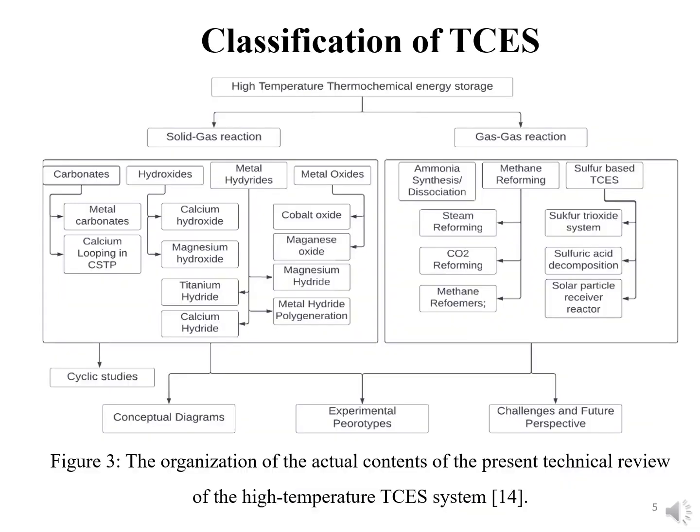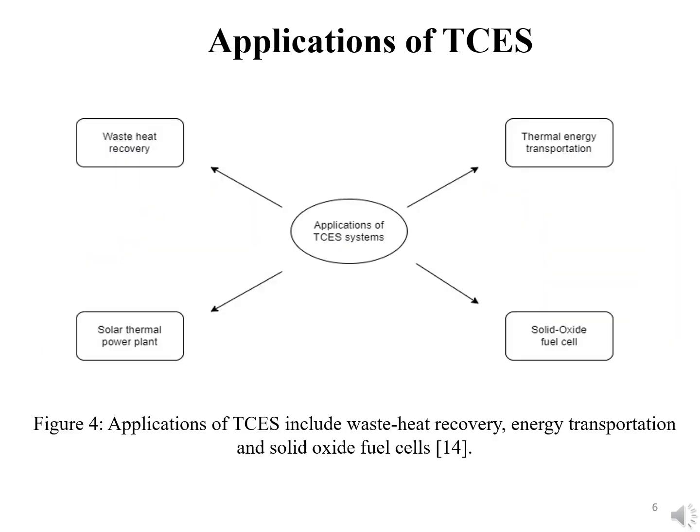As shown in figure 3, high temperature thermochemical energy storage is classified into solid-gas reaction and gas-gas reaction. In solid-gas reactions, carbonates, hydroxides, metal hydrides and metal oxides are there, whereas in gas-gas reaction, ammonia synthesis dissociation, methane reforming and sulfur-based thermochemical energy storage are there. Our main focus is going to be on solid-gas reactions, where we will be mainly focusing on cobalt oxide, which is a pure metal oxide, and calcium hydroxide. Thermochemical energy storage can be mainly used to recover heat from industries, thermal energy transportation, solid oxide fuel cells, and also in solar thermal power plants.